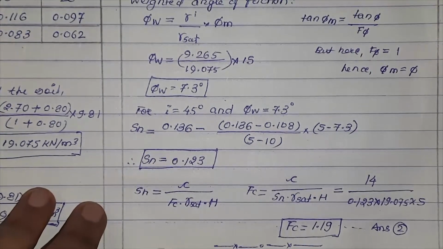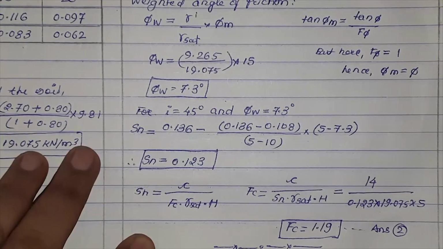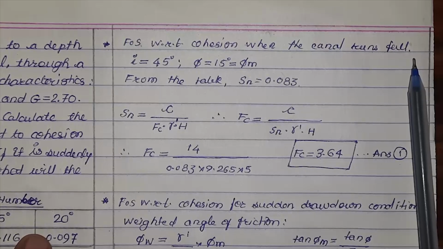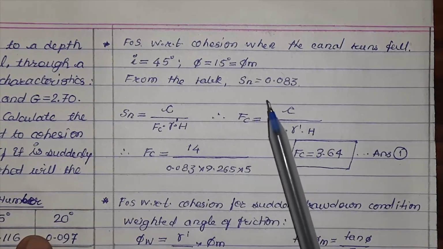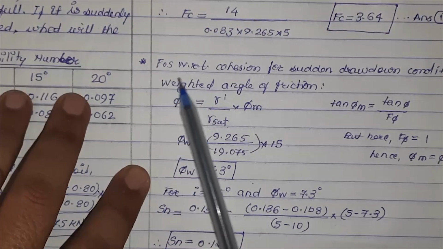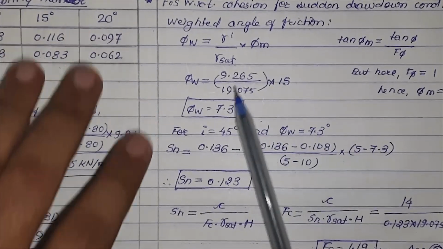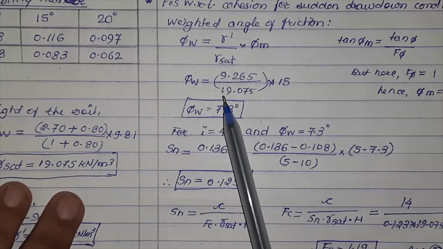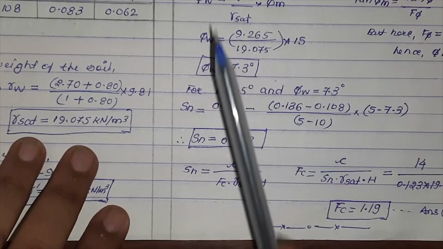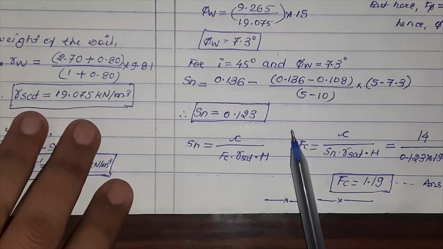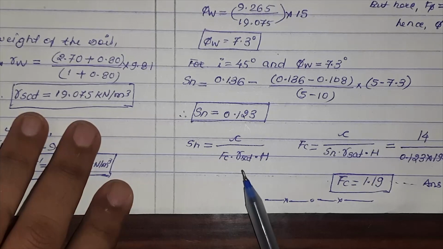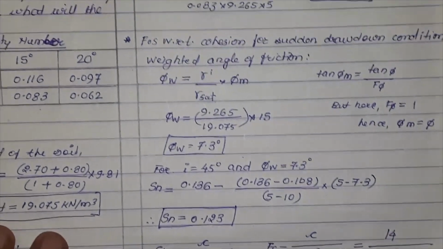In this way, for two conditions we have solved for factor of safety. The condition 1 was when the canal runs full. In this condition, we have to remember unit weight of the soil should be gamma submerged. And when there is sudden drawdown, we have to find out weighted angle of friction. Thereafter, we find out Taylor stability number corresponding to weighted angle of friction, and further in the expression of Sn, gamma saturated unit weight of the soil we will use. This way these two conditions are solved.